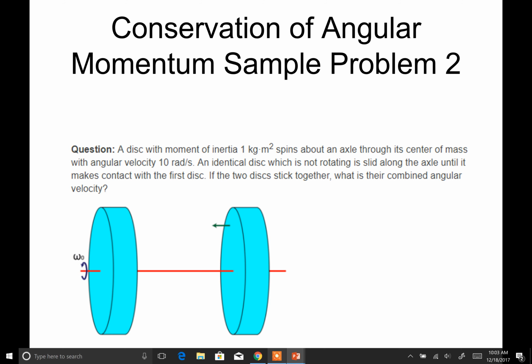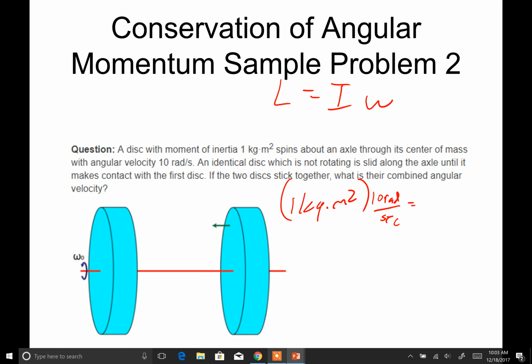All right, so this problem is another example of conservation of angular momentum. To begin with, we just have one disk rotating. So its angular momentum is going to be equal to its moment of inertia times its angular velocity. So that's 1 kilogram times meters squared times its angular velocity of 10 radians per second.